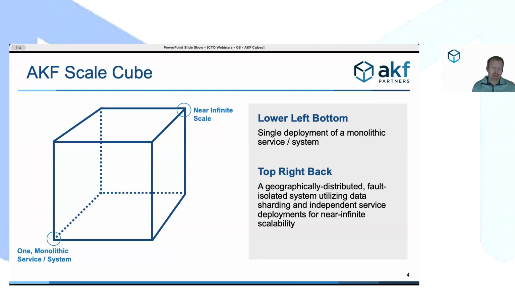Starting with our scale cube, at the bottom left corner is one monolith, one system, and on the far right side is near infinite scale. We'll walk you through. It's geographically distributed, functionally split up, lots of redundancy throughout. When you start your company, you're typically in the bottom left side. As a startup, you should do that. It's a lot of work to split up your architecture. Over time, it then makes sense to split that up. But when you're a startup, you want to prove that initial market fit and make sure that your product is viable in the market and it's also technically feasible.